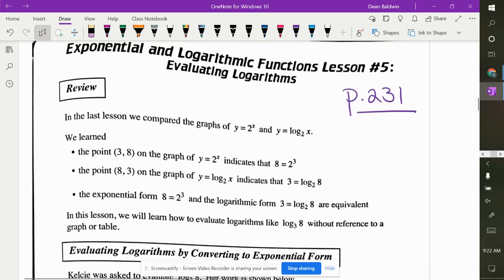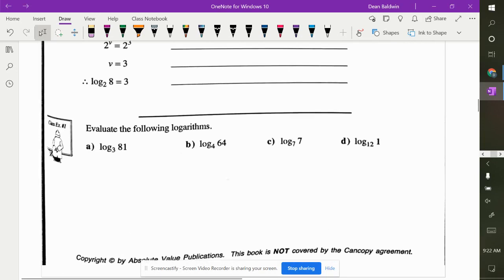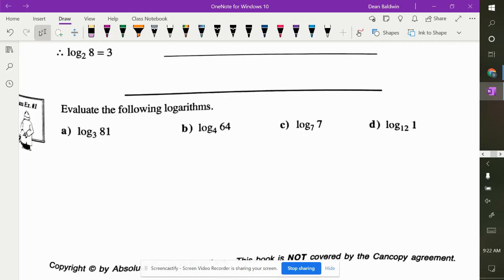Page 231. So we're going to start evaluating logs, like actually figuring out what the value of a log expression is. We will learn that today. But first, we're going to do it without the log button. I know. Okay, so log base 3 of 81. I want to evaluate it.